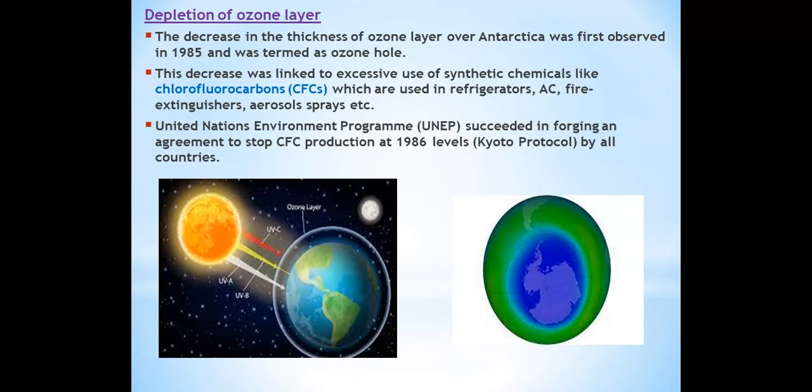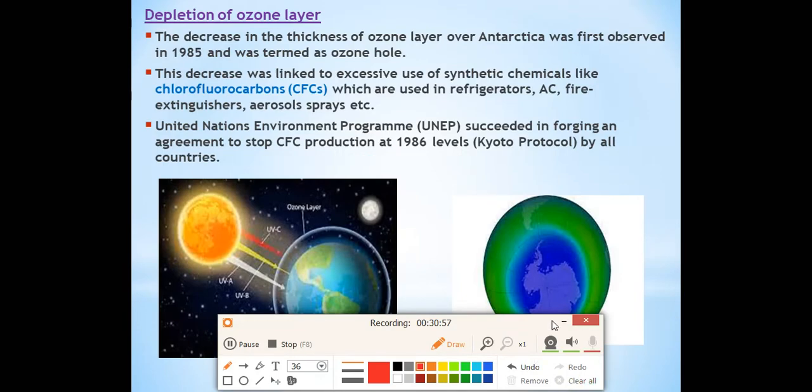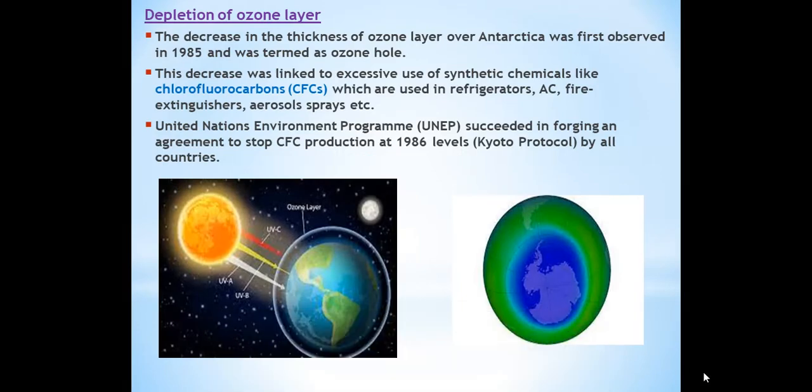United Nations Environmental Program, UNEP, succeeded in forging an agreement to stop CFC production at 1986 levels. Kyoto Protocol by all the countries. See, one protocol was given by different countries that CFC should not be used in the environment, so that our ozone layer will be protected. It should not get depleted. So the most important or harmful chemical which is responsible for the depletion of ozone layer is CFC, and the full form of CFC is chlorofluorocarbon. It can come for 1 marks.